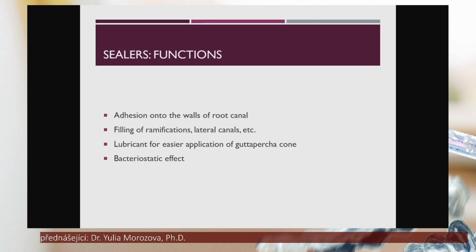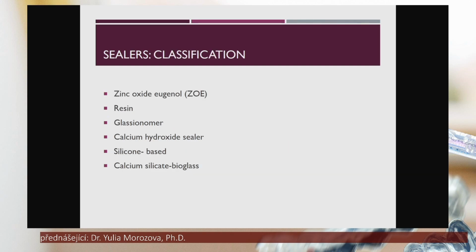So, general functions or main functions of sealers is the adhesion onto the walls of root canal, obturation of some ramifications, lateral canals, delta, and so on. Also, it provides some properties like lubricant for easier application of the gutta-percha cone during the obturation, and sealers also have some bacteriostatic effect. Some of them also could have a remineralization effect.